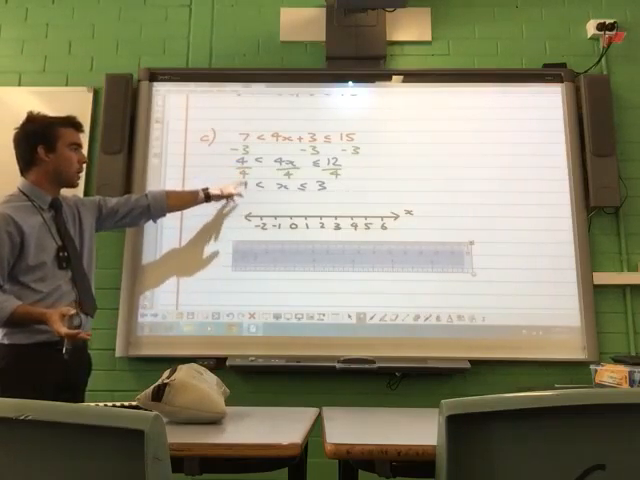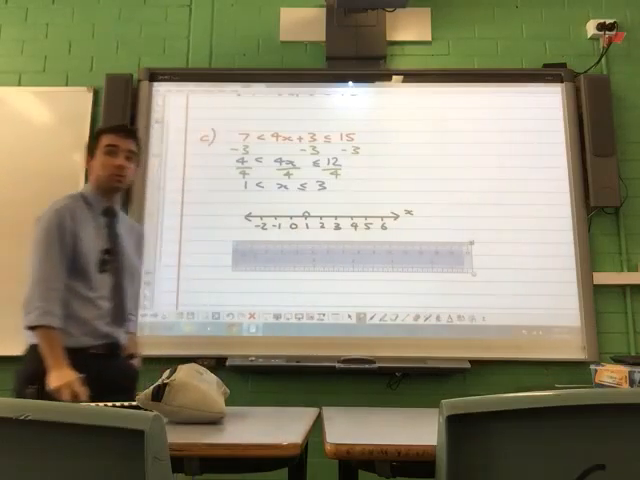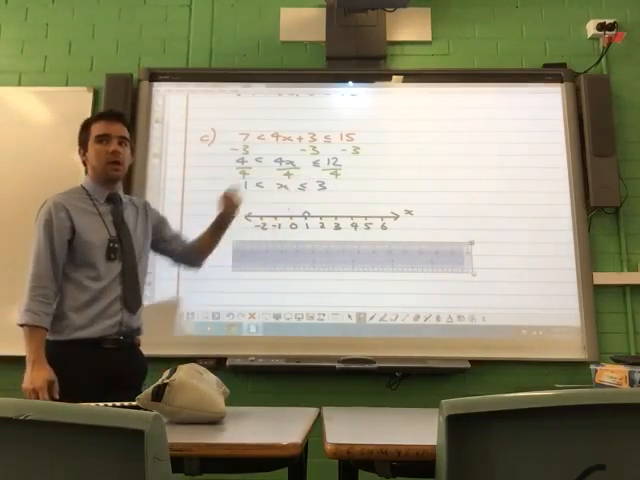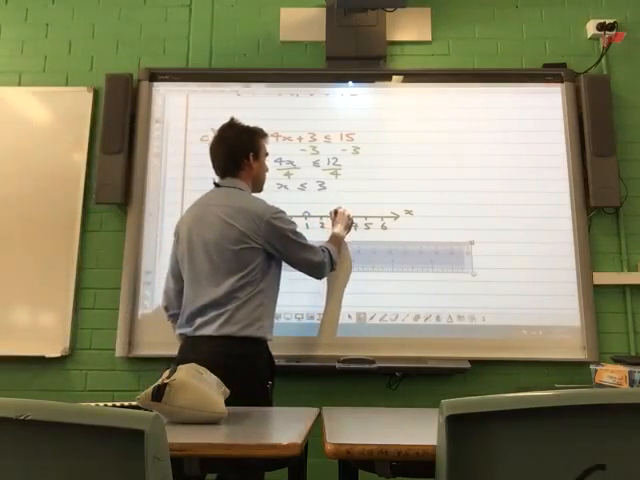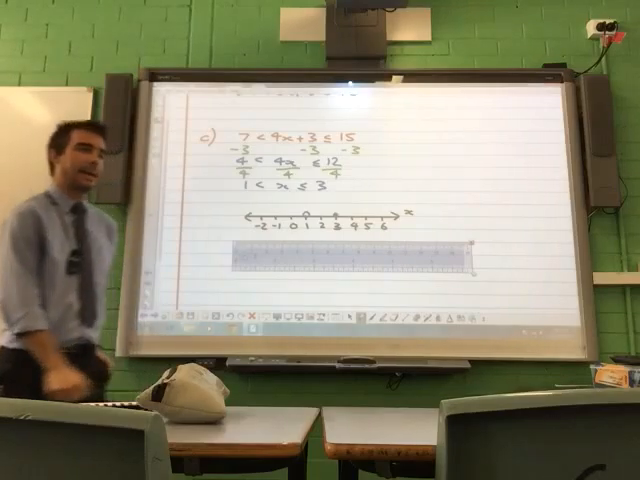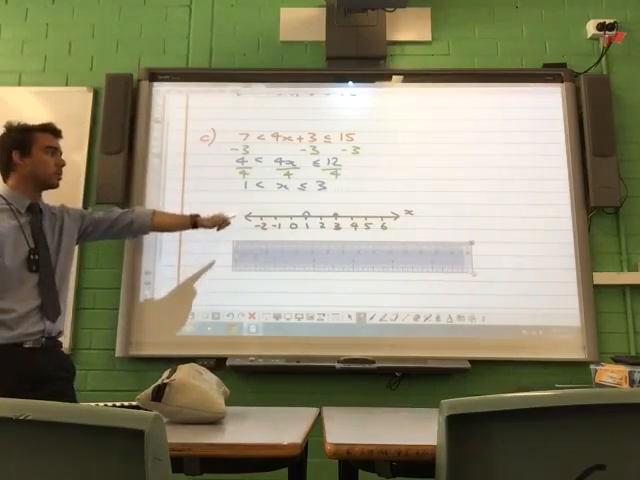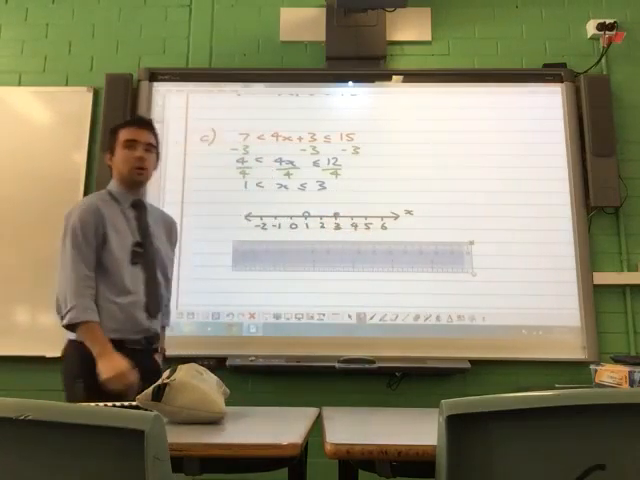Right, so we have between 1, not including 1. So at 1 it's got to be an open circle. And at 3 it'll be a closed-in circle because of the equal component. Okay? So if it's strictly greater than or less than, open circle. If there's also an equal component, closed circle.